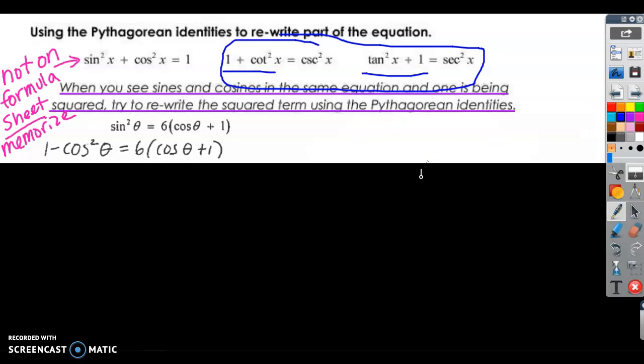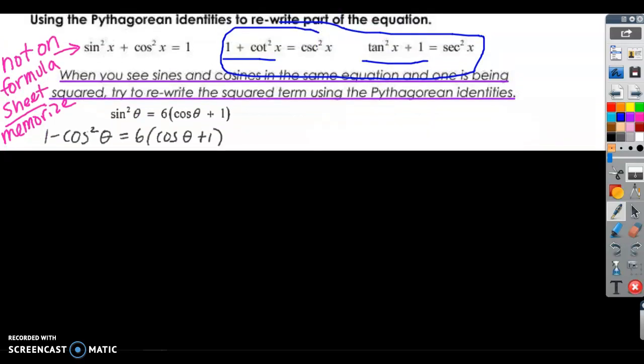So let's see if we can't do some of these problems. You're going to see just how much practice I normally give my class when I do this in class. So if you have a problem like here where you see you've got sines and cosines in the same equation, and one is squared, go ahead and try to rewrite the squared term using one of the Pythagorean identities.